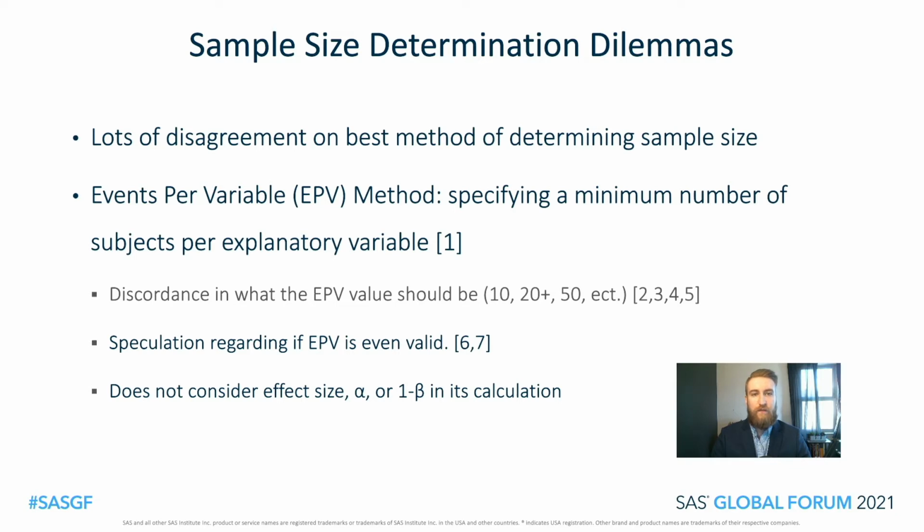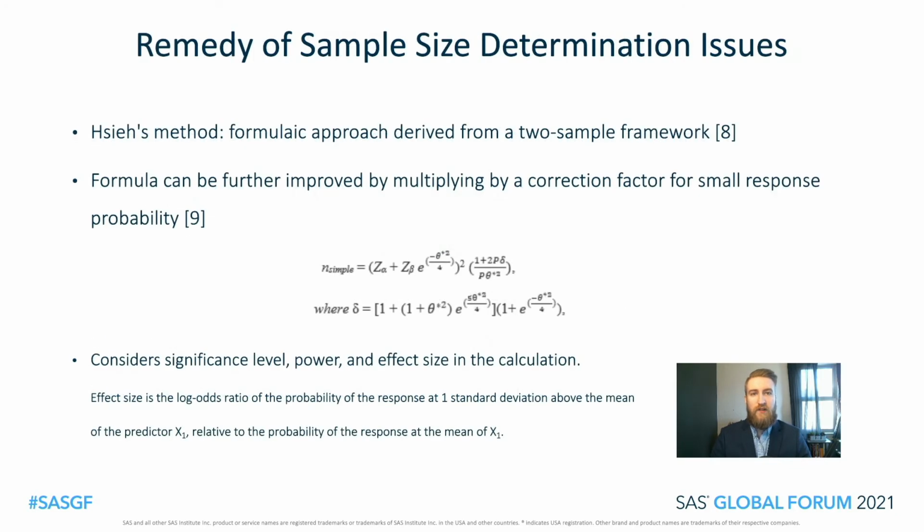So to remedy some of these issues, we can look at Hsieh's method. It's a formulaic approach derived from a two-sample framework. You can follow that link there. I have it referenced at the end of this presentation if you want to see the derivation and mathematical proof of this formula. And the formula can also be further improved by multiplying by a correction factor for small response probability. That's also linked. You can check that out if you're interested.